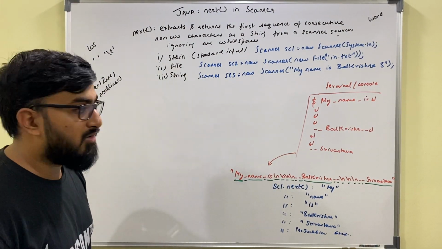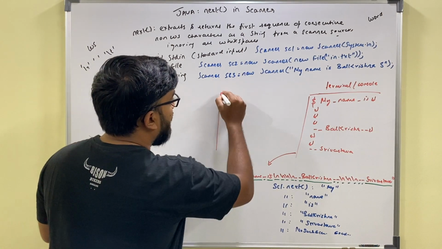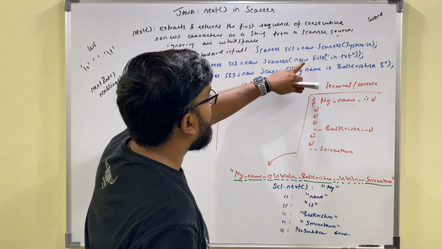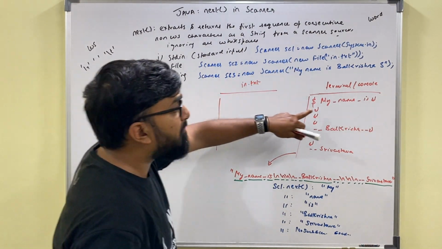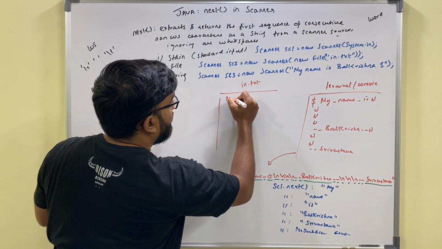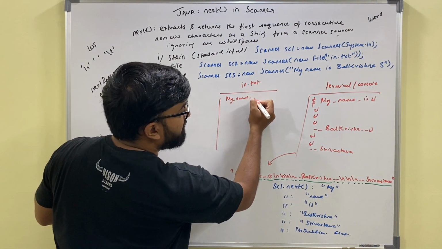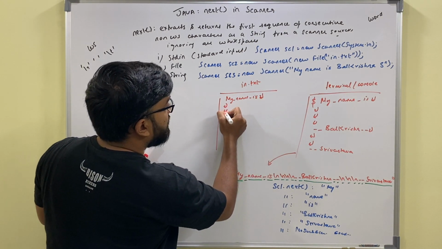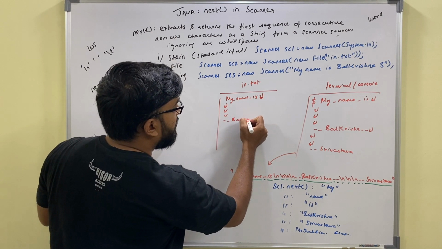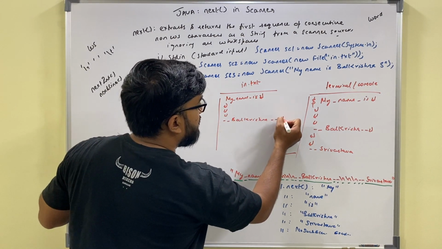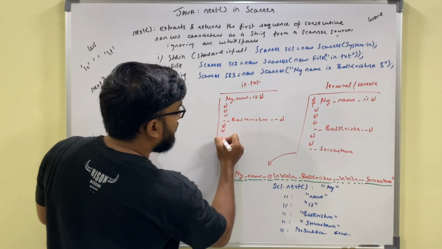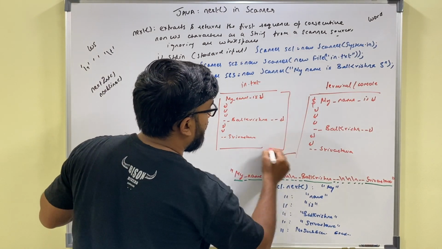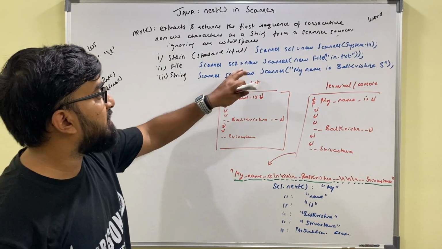Now if I have a file, say in.txt, from which sc2 is reading, the source for sc2 is in.txt, and I pass the exact same contents. I type my name, where underscore is a space, then a change in line, space, Balakrishna, space, change in line, space, Srivastava. This is my in.txt, which is the source for sc2.